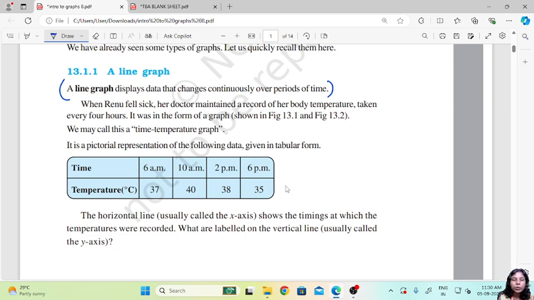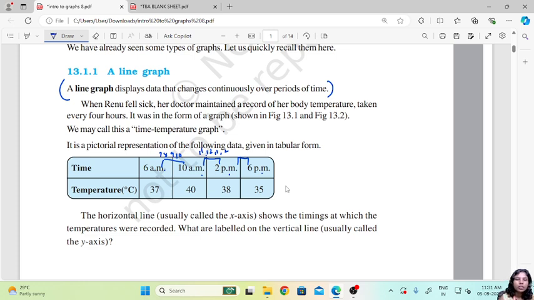Now this is a pictorial representation of the following data given in a tabular form. So this is the time, this is in tabular form. So time is 6 am, then 10 am, 2 and 6 pm. Okay, so these have equal intervals of time. So here we have an equal interval of time, that is 6, 7, 8, 9 and 10. So after 10, again here 10, 11, 12, 1 and 2. So here again after 4 hours. So such representation has been done, and these are her body temperatures accordingly.